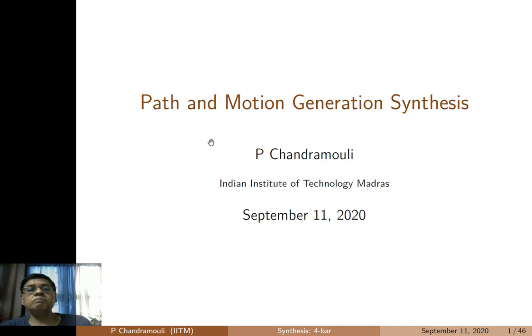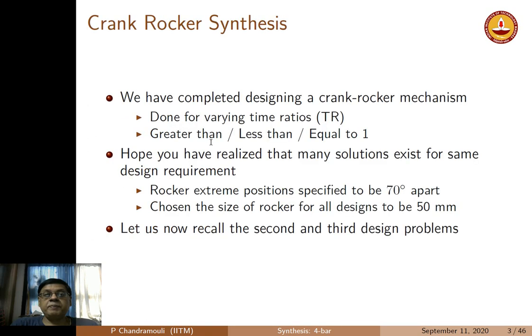So in this part of the lecture, which is lecture number 6, we are going to move on to path and motion generation synthesis. We had looked at crank rocker design so far. So let me just recap. We had just completed designing a crank rocker mechanism. We did this for varying time ratios, which could be greater than, less than, or equal to 1.